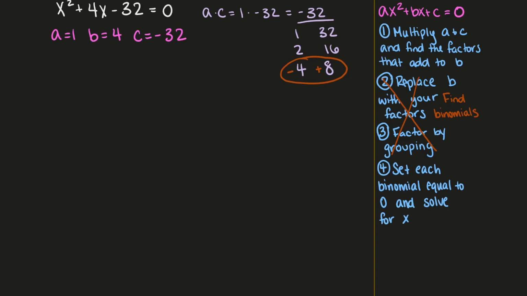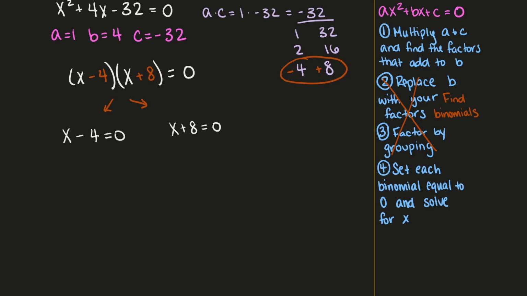Our a term is 1, so we can just find our factors. So we know these factors are going to be x minus 4 times x plus 8 equals 0. We can separate these and solve for each one of our binomials. X minus 4 equals 0 and x plus 8 equals 0. On our left side, we'll add 4 to both sides. So we get x equals 4. On our right side, we'll subtract 8 from both sides, and we get x equals negative 8. And those are our answers.